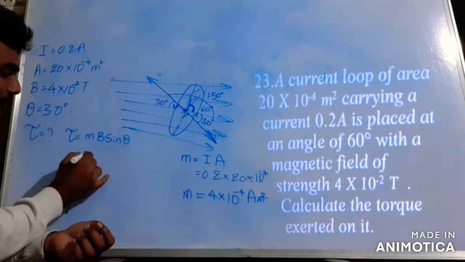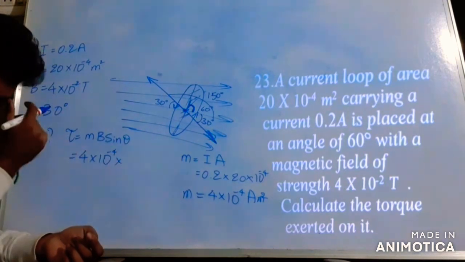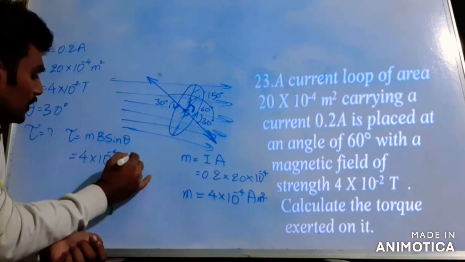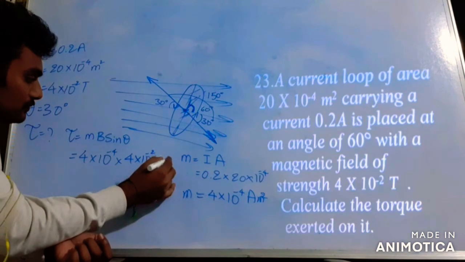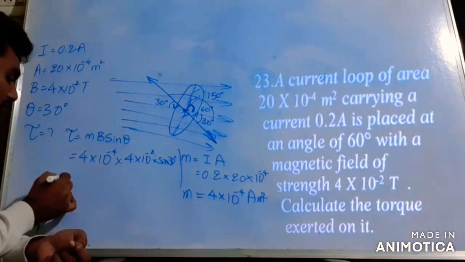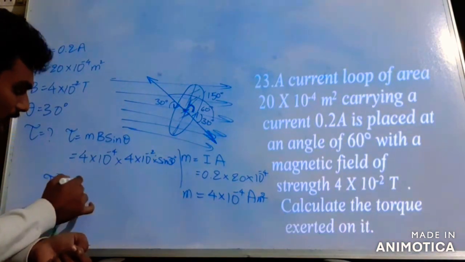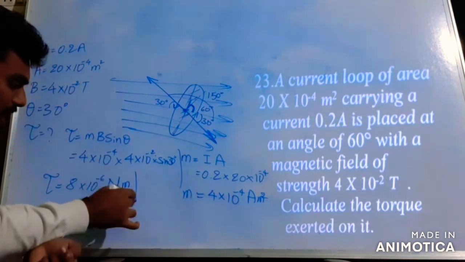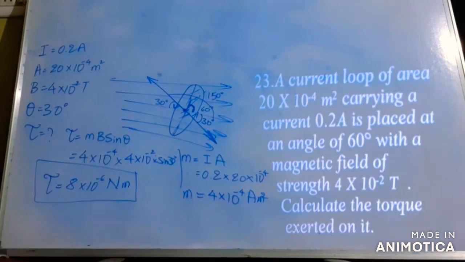You have the value of m, 4 into 10 to the power of minus 4 ampere meter square, and the magnetic field is also given, 4 into 10 to the power of minus 2 Tesla, into sine 30. Sine 30 is a half. So the torque experienced by it is 8 into 10 to the power of minus 6 Newton meter. That is the total torque experienced by the given current loop. Okay.